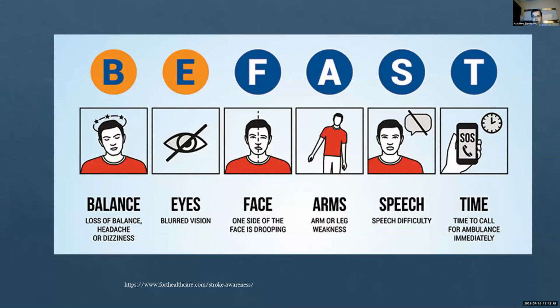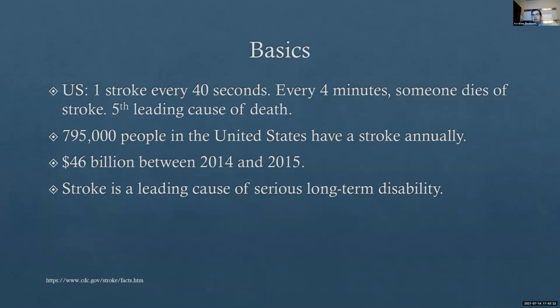So, basic info: stroke is the 5th leading cause of death in the US. Every 40 seconds someone suffers a stroke, and every 4 minutes someone dies of it. Almost 800,000 people have a stroke annually. This is from the CDC. We see there's a huge amount of cost involved, $46 billion, and it's a leading cause of serious long-term disability. So this is a major issue.